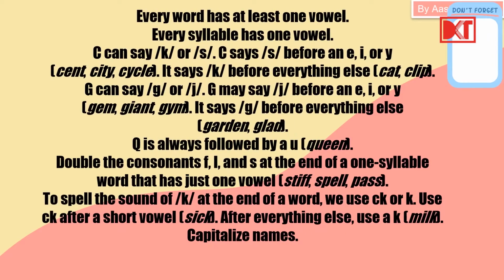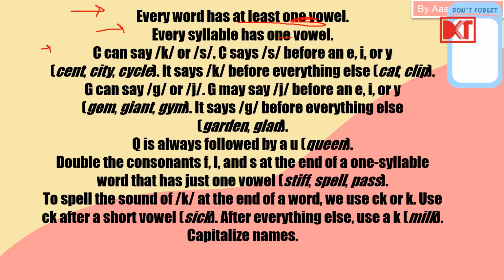Okay, now here I have a few rules for spellings. This is not comprehensive, this is not complete. These are just a few basic rules of spellings that you should know. For example, every word has at least one vowel. All right, and every syllable has one vowel.